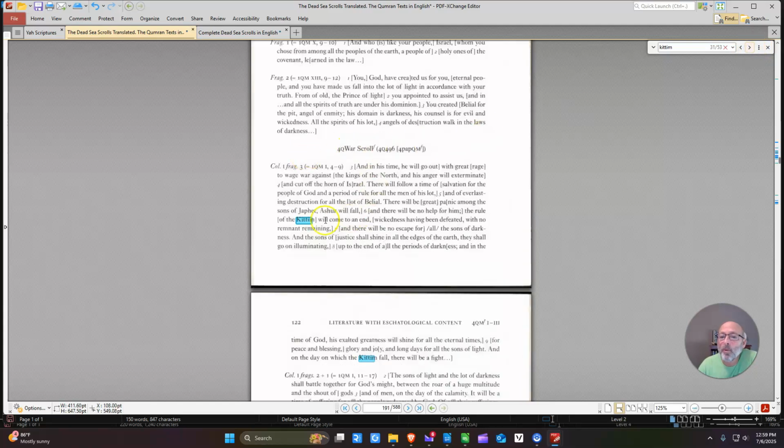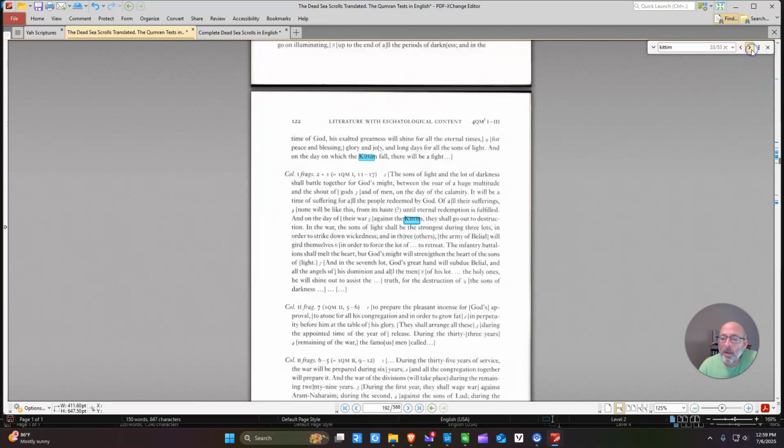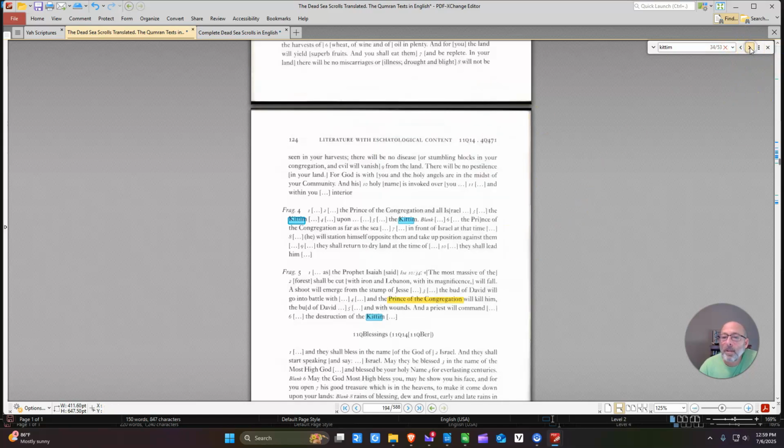Ashur, here we're in the War Scroll. Ashur will fall. There will be a great panic among the sons of Japheth. Ashur will fall, and there will be no one to help him. The rule of the Kittim will come to an end. On the day on which the Kittim fall, against the Kittim. Okay, not helpful.